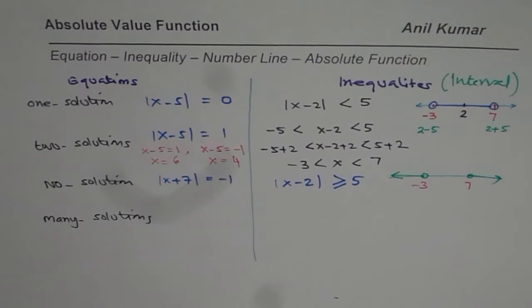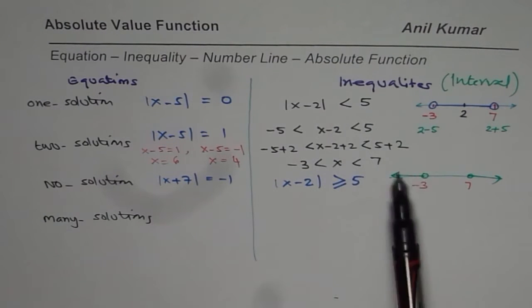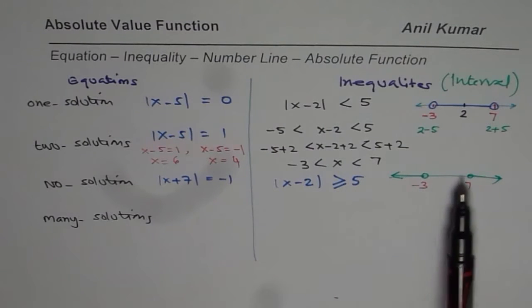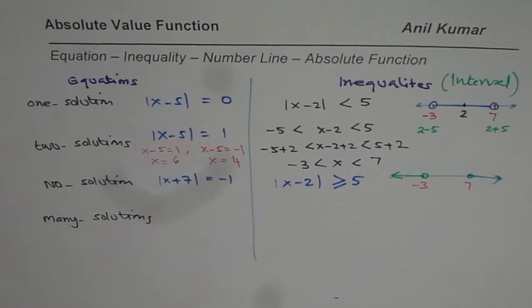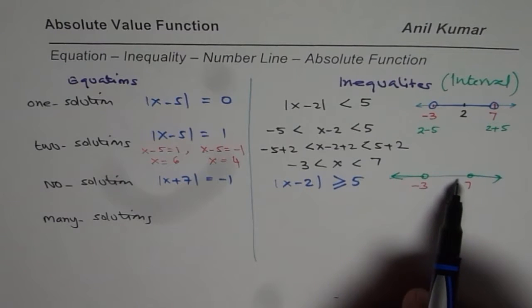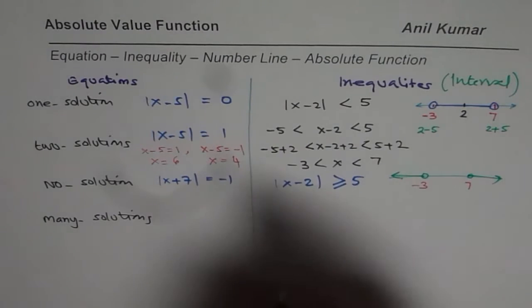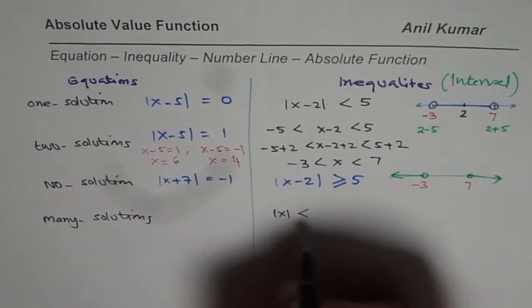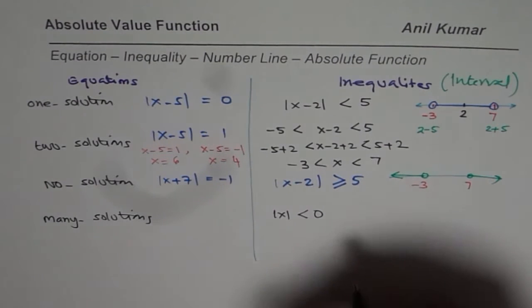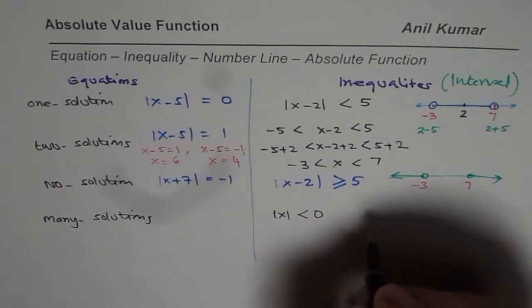So you're going away by 5 units, but in either case, in inequalities, you had a number of values as your solution, correct? So that is how you could get many solutions. But there could be cases where an inequality will give all real numbers as the solution, or just one value, or no solution. So for example, I have an inequality |x| less than 0. In this case, the absolute function is greater than or equal to 0. It is never less, so we have no solution, correct?